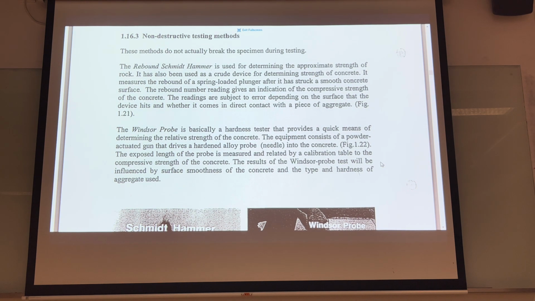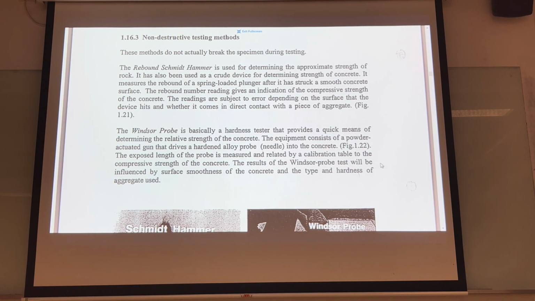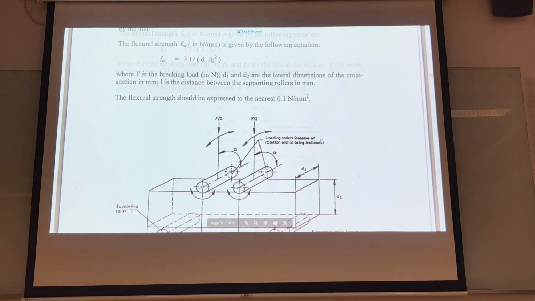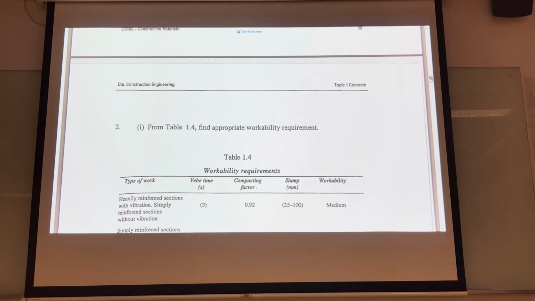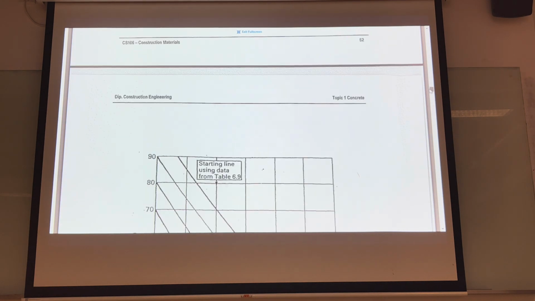Surface hardness test also, right? Okay, so basically you must know for non-destructive tests what tests are available. And then the last, so no more for concrete, right? No more, right? Then go to timber.